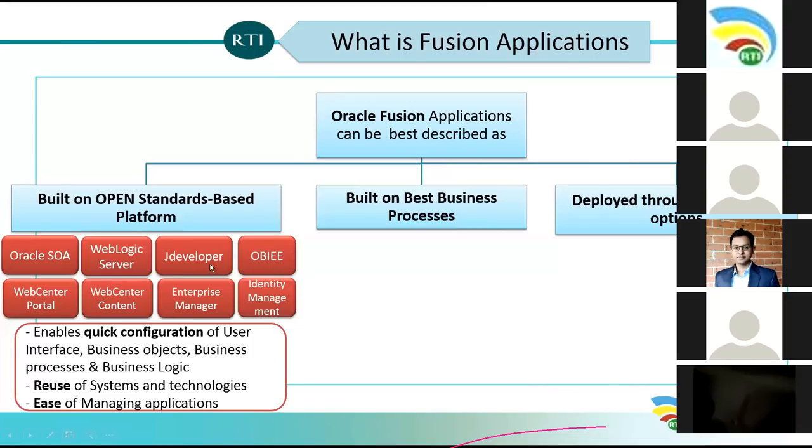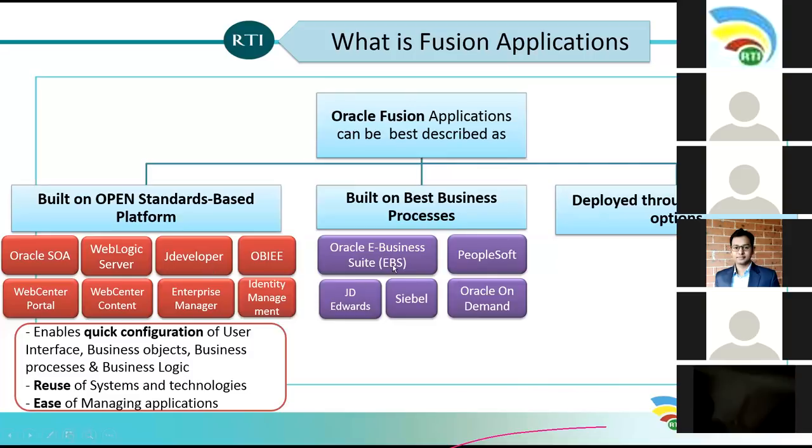That's all the technology. Coming to the processes, previous to Fusion, Oracle had Oracle E-Business Suite. Oracle bought the PeopleSoft ERP system too. It bought JD Edwards, Siebel, Oracle On Demand. It bought all these applications, and out of all these applications, whatever is the best process available. Let us say hiring an employee: every system will do it in its own way. So what Oracle did is take the best processes available, get all those processes together and keep them in the Fusion applications. That is why it is built on the best business processes. That combination of all these tools together is called the Fusion applications.